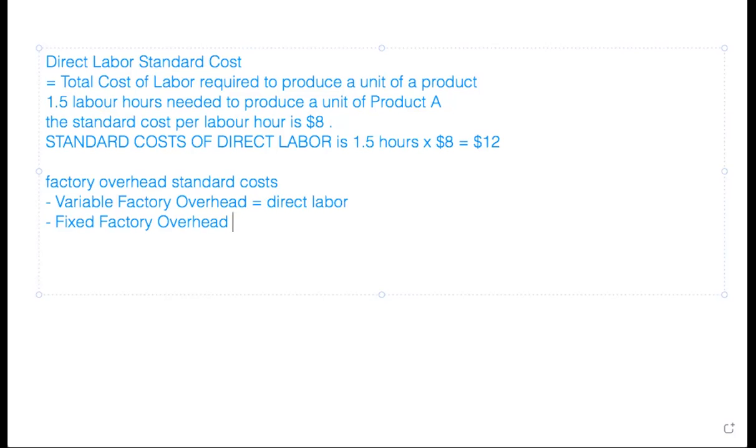But for the fixed factory overhead, it's when the company just wants to express it based on the total amount, right? Total amount. Okay, so that was the three types of standard cost, right?